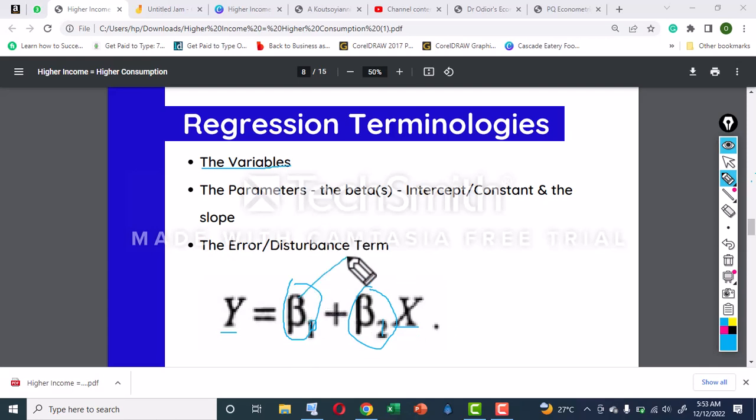Now, this beta is called the intercept or the constant, because it's fixed in nature. It does not have an explanatory variable here that can change it. And also, this particular one is called the slope. Beta 2 is called the slope.